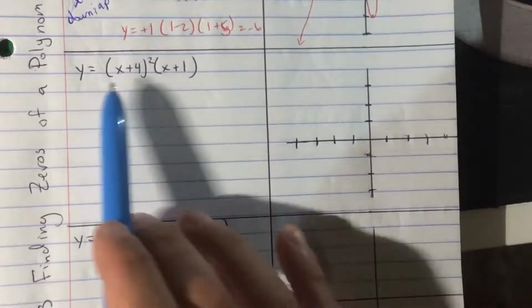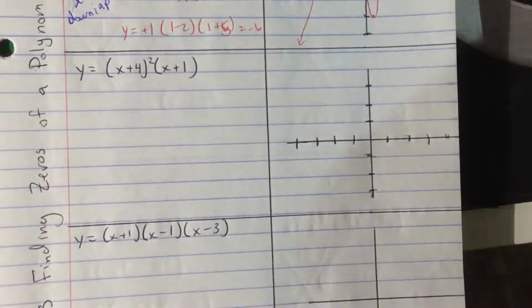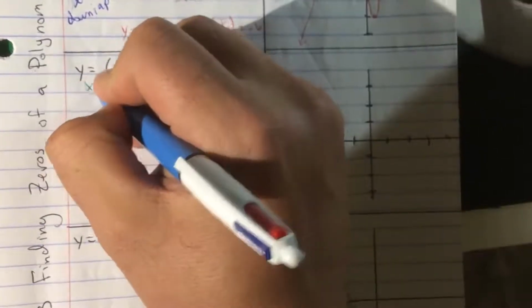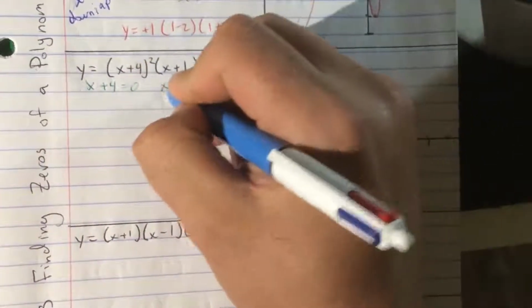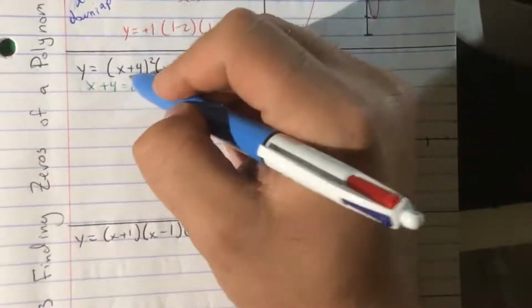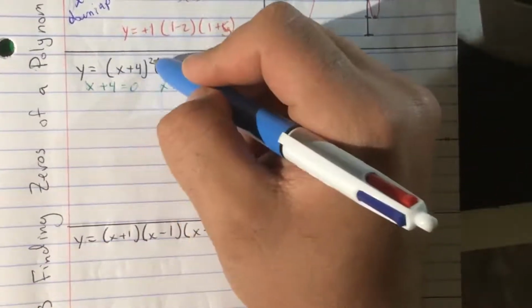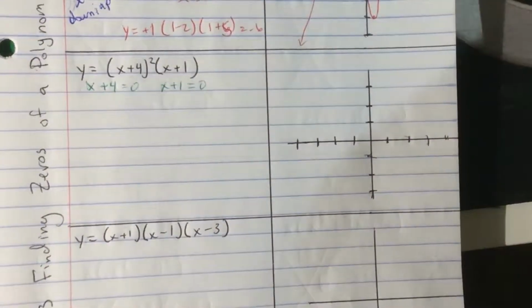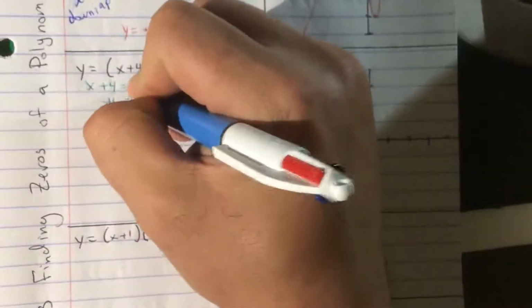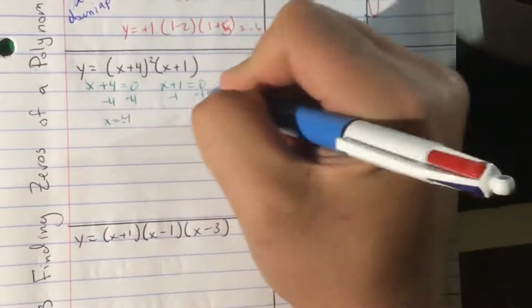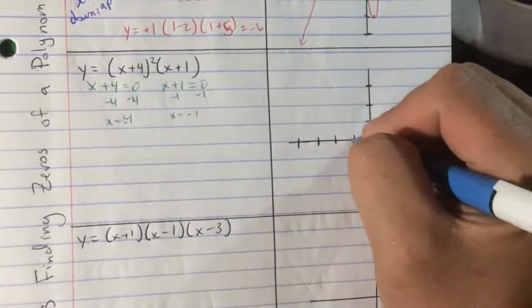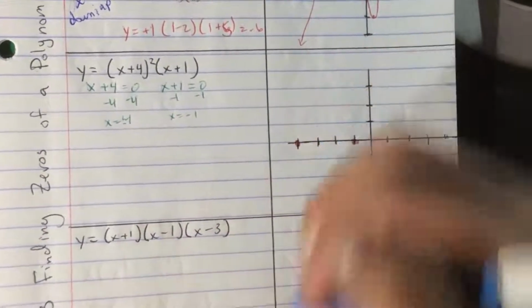All right, for this one here, we're going to go ahead and check out this. And this is going to be slightly different because of this squared here. We're still going to do the same thing and set everything equal to 0. So we have x plus 4 equals 0 and x plus 1 equals 0. We only have to do this one time because even if I did x plus 4 twice, it would still give me -4 both times when I subtract 4 from both sides. X is equal to -4. And then we have x is equal to -1. So our two points are going to be at -1 and at -4.